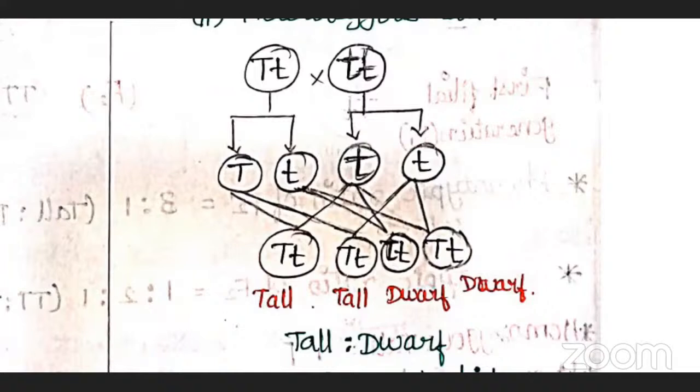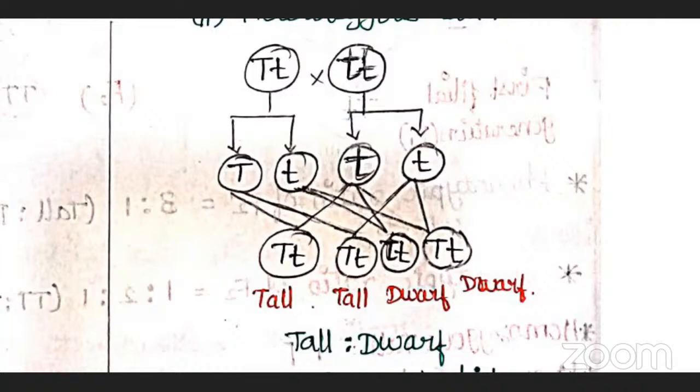New gametes will be formed. Before the gamete formation, what will happen? The factors will be separated: capital T will be separated and small t will be separated, and the other small t also separates like this. They will be crossed with each other, male with female. Capital T, small t crossed with small t, and capital T, small t crossed with small t.